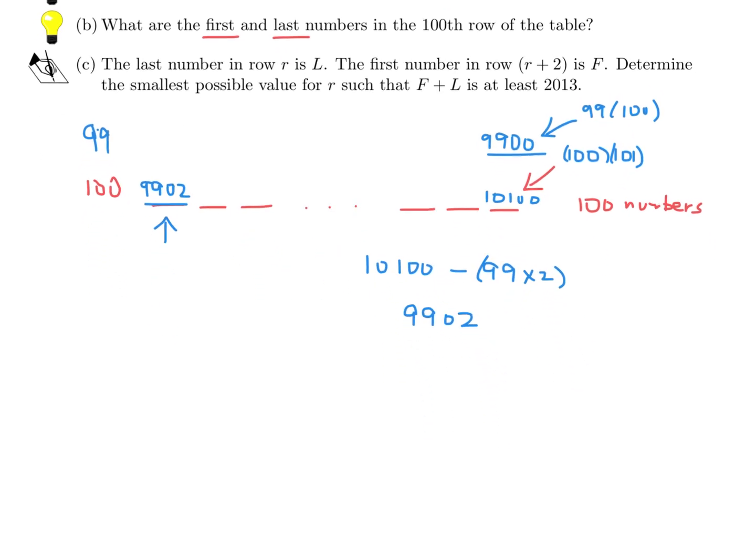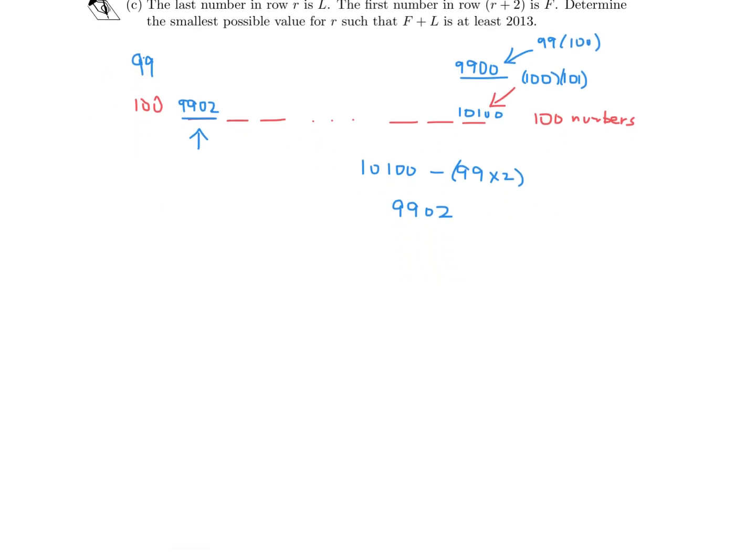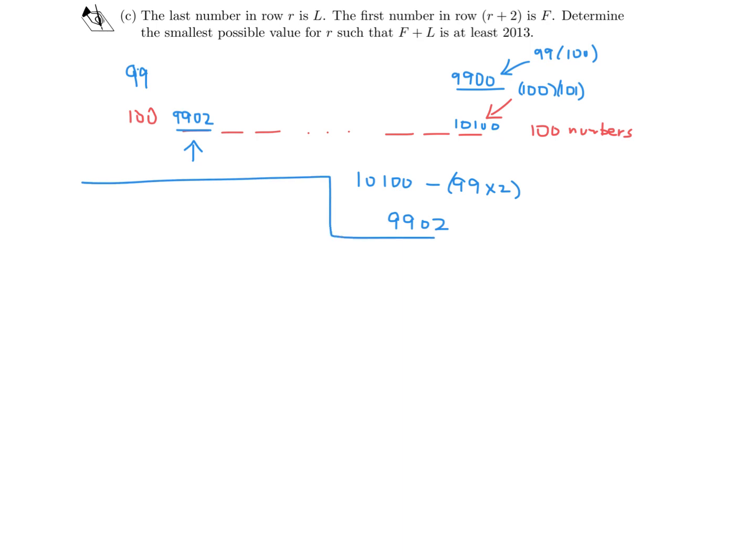Part C. The last number in row R is L. The first number in row R plus 2 is F. Determine the smallest possible integer value for R such that F plus L is at least 2013. Oh boy. All right, I gotta think here. How do I do this? Okay, so let's set up the math first, and then we'll tackle this. All right, so let's see here.